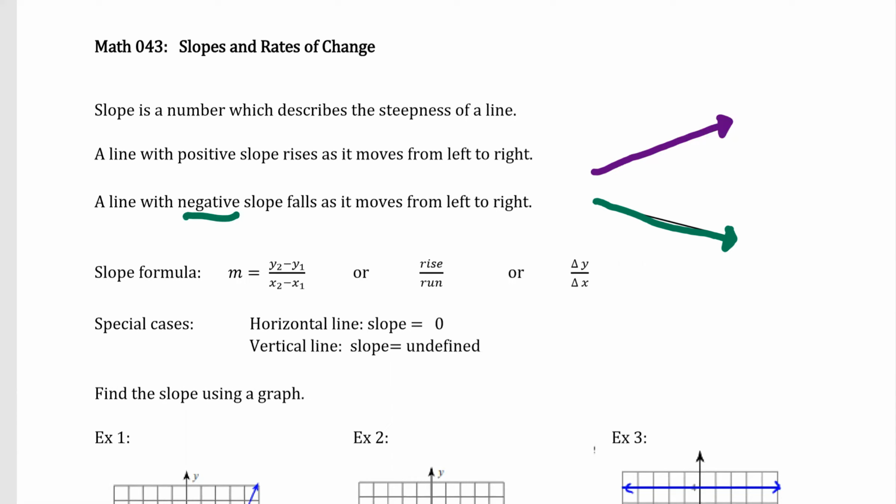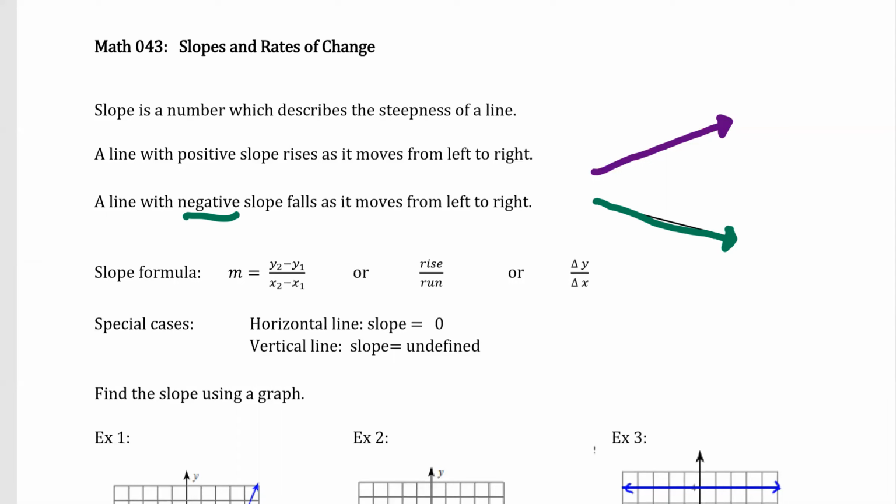There are several ways you can calculate the slope. Most commonly, if you have an ordered pair, you will take y2 minus y1 divided by x2 minus x1. Slope is also defined to be rise over run, or delta y over delta x, which means the change in y over the change in x.